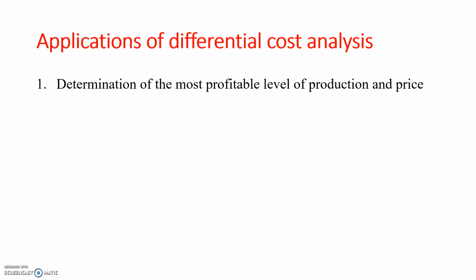It is a crucial situation the production manager or the company may face. There may be different alternative levels of production the company can produce. At what level can the company make maximum profit? What is the optimal level of production, and what selling price should be offered or fixed for the product? That can be decided with the help of the differential cost analysis method.